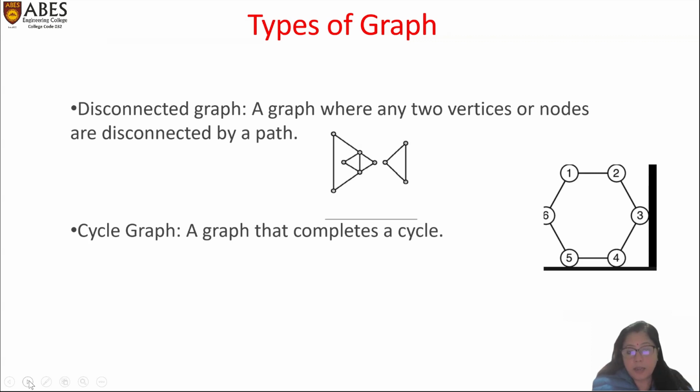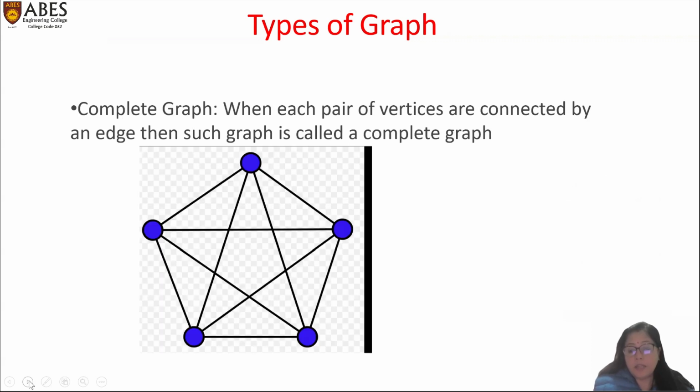Then comes a cycle graph, a graph that completes a cycle. We have discussed in the previous lectures what a cycle is and what a circuit is, so you must be aware. If you are not, then you can go through that lecture. A cycle is basically when we traverse through the vertices and reach the same vertex, that is, the starting and end vertex are the same. Then it is called a cycle. The cycle graph is a graph that completes a cycle.